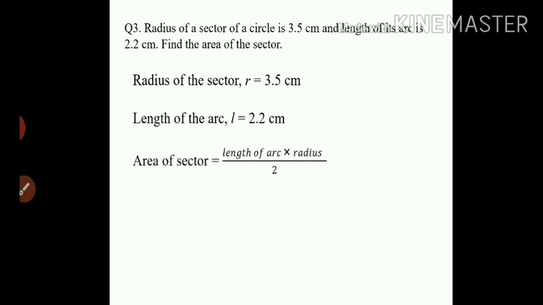So the formula will be area of sector is equal to length of arc means l multiplied by radius upon 2. So we will substitute the value. Length of arc is given 2.2 multiplied by radius 3.5 upon 2, means 2.2 multiplied by 3.5, whatever is the answer, divided by 2, make it half. So I get 3.85 square centimeter. So the area of sector is 3.85 square centimeter.